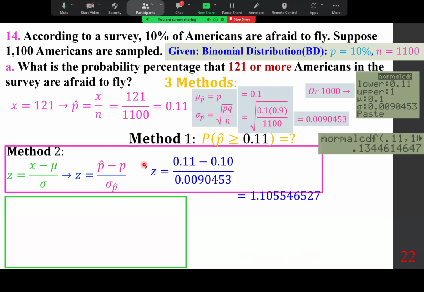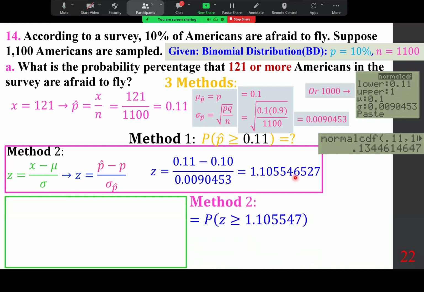And it ends up being 1.1055465. So that's the z-score. So here's method 1. Here's method 2, probability of z larger than or equal to this number. Now this z-score can be found just the way we did it, or we can find it using the third method. So the third method gives you a different method of finding the z-score.